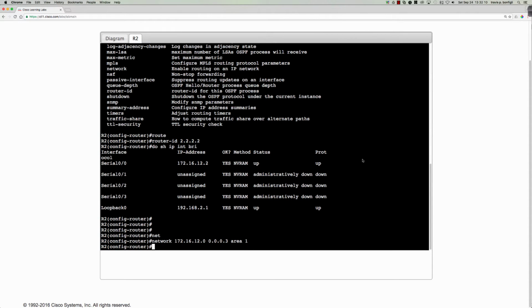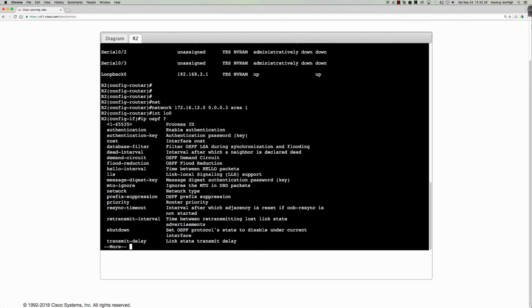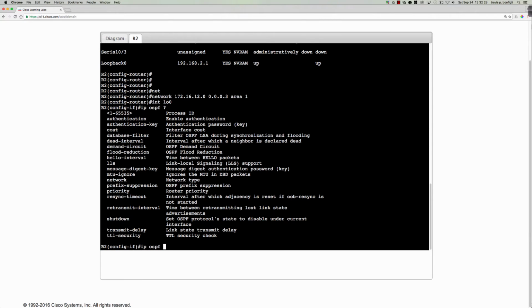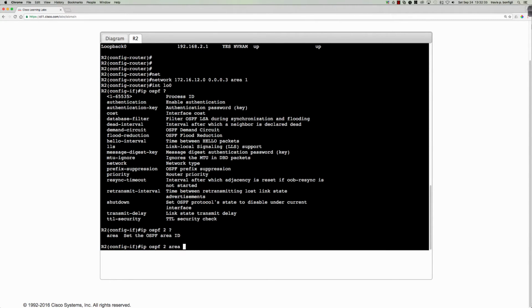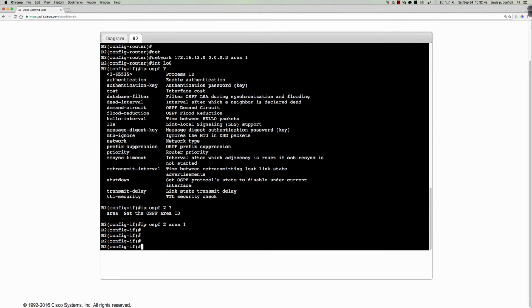We may have to do some configuration work on router 1. Now, I could put the network statement in again. However, there's a much simpler way to do things, which is to simply go under the interface in question and say IP OSPF, and then we simply put down 2, that's the process ID, and then we put in our area 1. So IP OSPF 2, area 1. And so now the loopback address is also being advertised into OSPF.